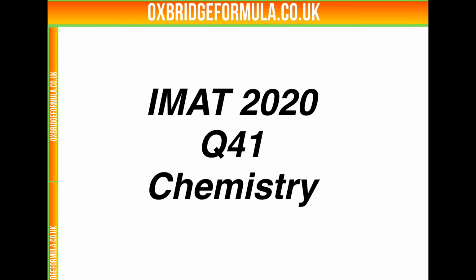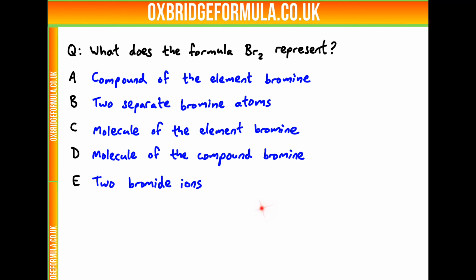This is question 41 on chemistry from the 2020 IMAT. So we're asked what is represented by the formula Br2. So A, a compound of the element bromine, B, two separate bromine atoms, C, a molecule of the element bromine, D, a molecule of the compound bromine, and E, two bromide ions.